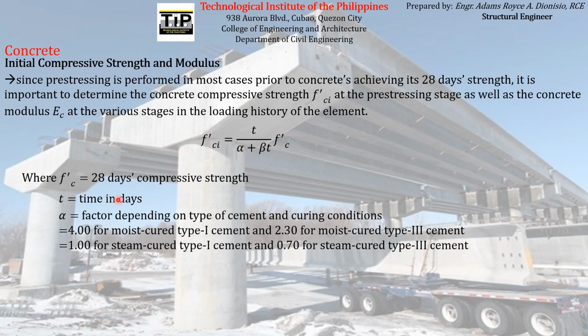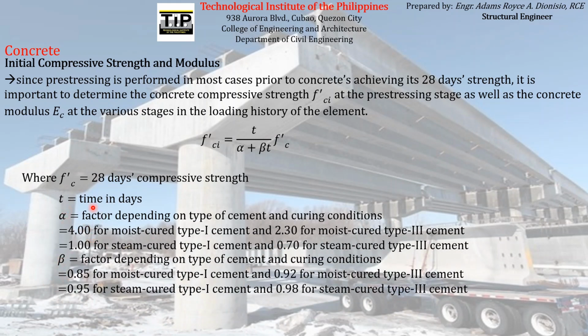So the alpha here is actually a factor depending on type of cement and curing conditions. So 4 for moist cured type 1 cement, and then 2.3 for moist cured type 3 cement, and then 1 for steam cured type 1 cement, and 0.7 for steam cured type 3 cement.